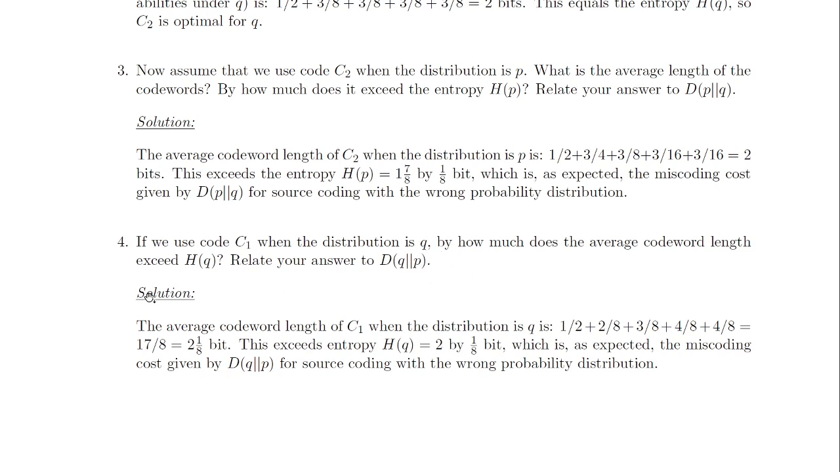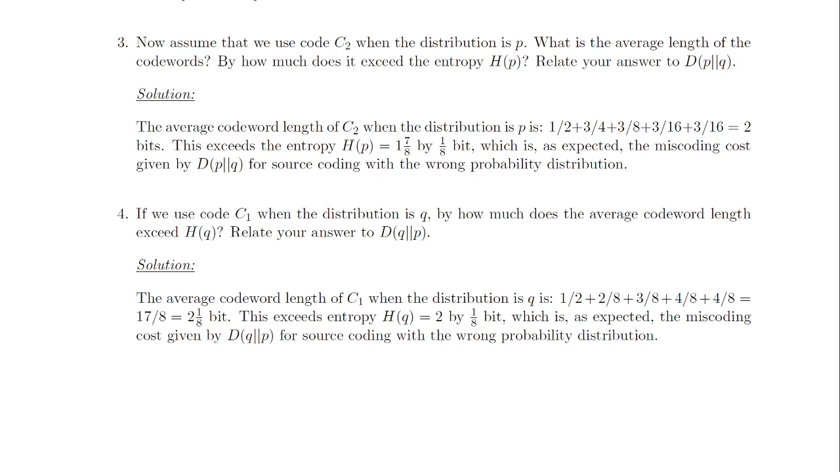Same question: how much does that exceed the entropy of Q of X, the distribution, and how does this relate to KL distance? Same calculation. The average code word length of scheme C1, given those code word lengths and the probabilities under Q of X, adds up to 2 1/8 bits, which exceeds the entropy of probability distribution Q of X by 1/8 of a bit, which is again the miscoding cost predicted by the KL distance for using the wrong probability distribution.